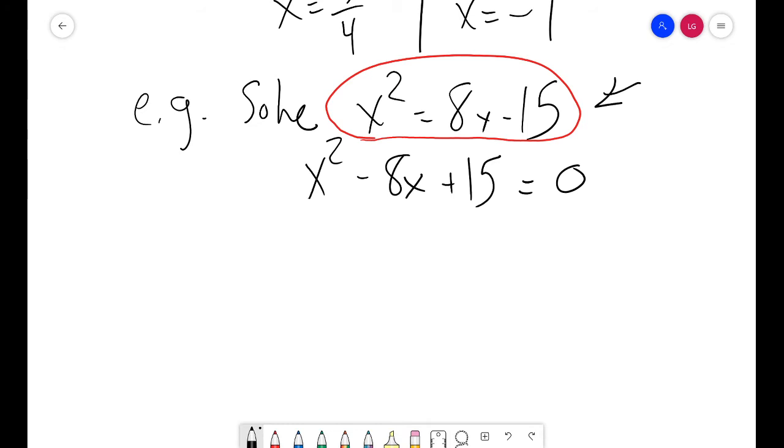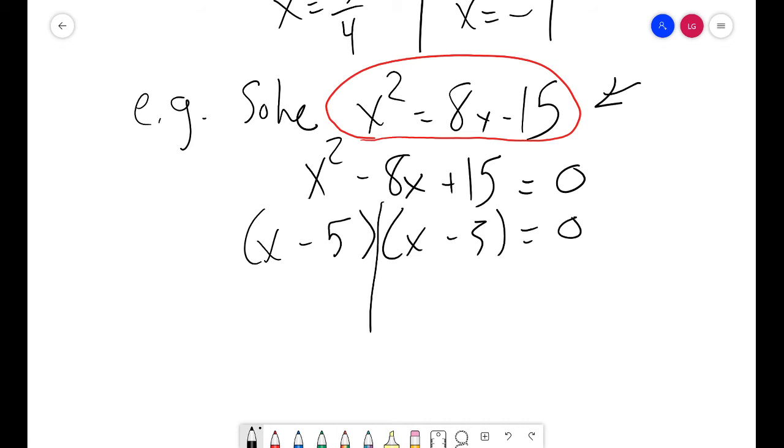So does this factor? Well, let's take a look. Yes. And we can see it. If I plug in 5 for x, I get 25 on the left. I get 40 minus 15 on the right. That's 25. Good. With 3 on the left, I get 9. On the right, I get 8 times 3 minus 15, 24 minus 15, that's also 9. That's good. Done.